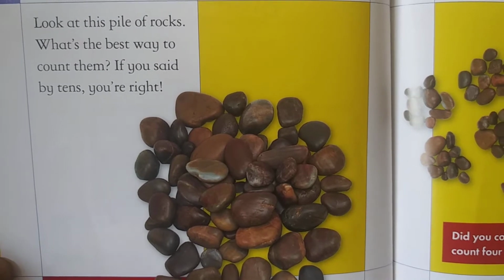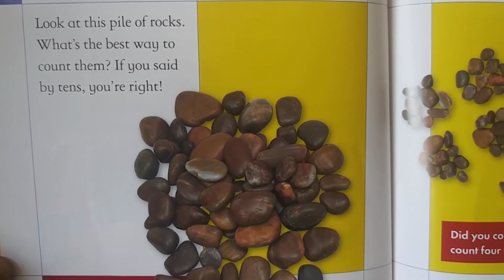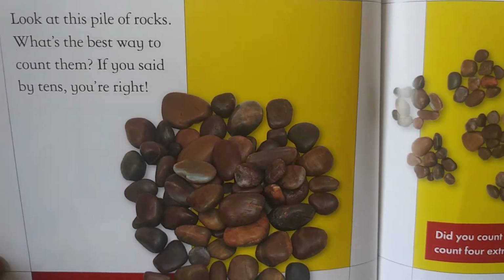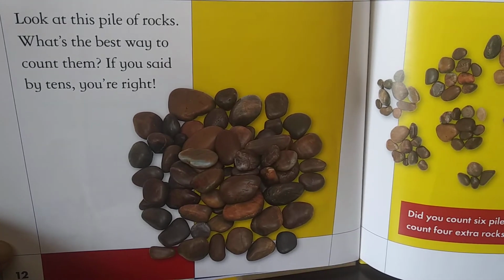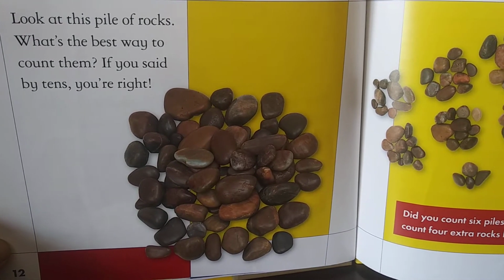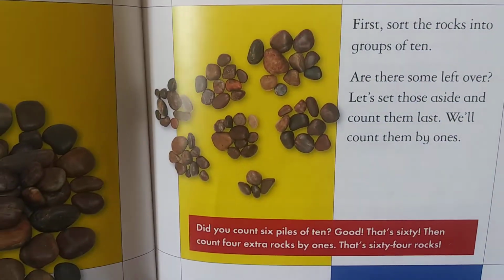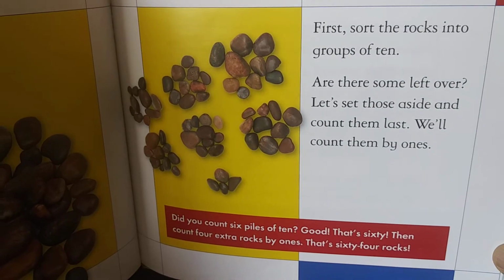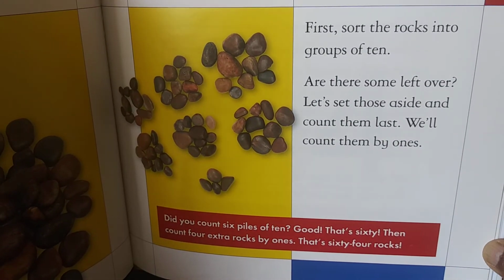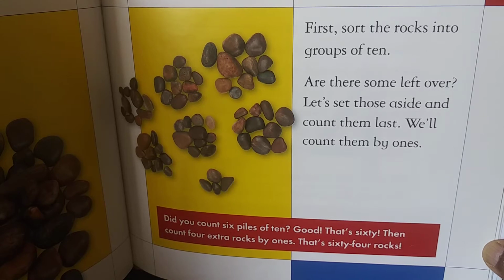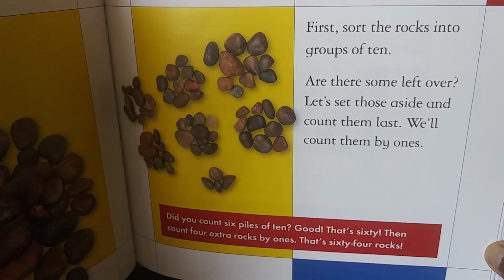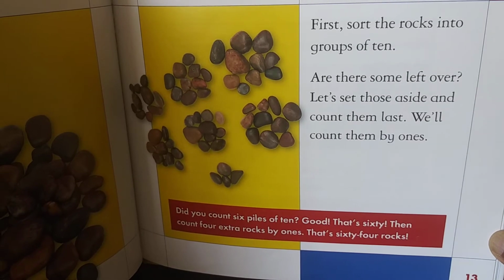Look at this pile of rocks. What's the best way to count them? If you said by tens, you're right. First, sort the rocks into groups of 10. Are there some left over? Let's set those aside and count them last. We'll count them by ones.